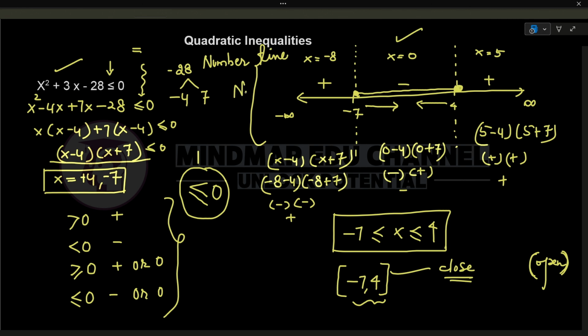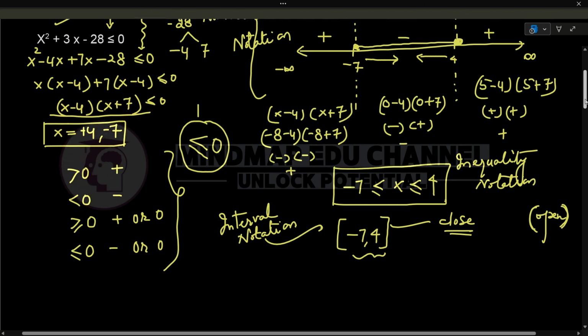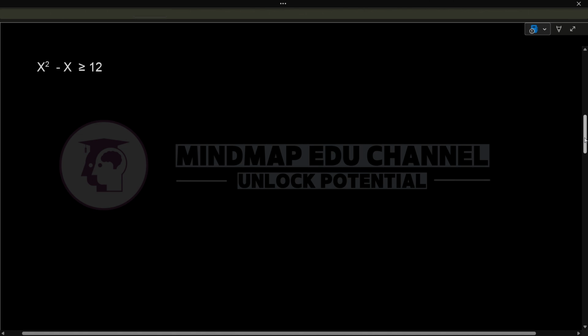So this is our answer in number line notation. And this answer is in inequality notation. And this is in interval notation. Clear? Let's go to the next example.